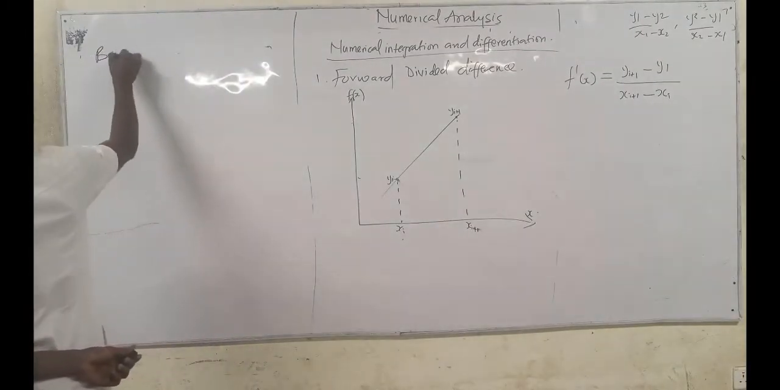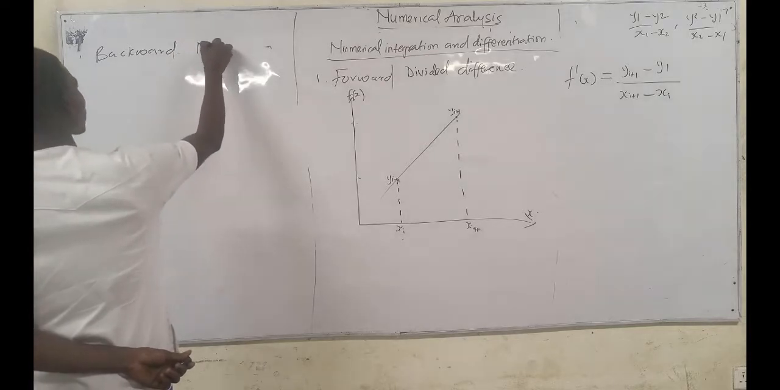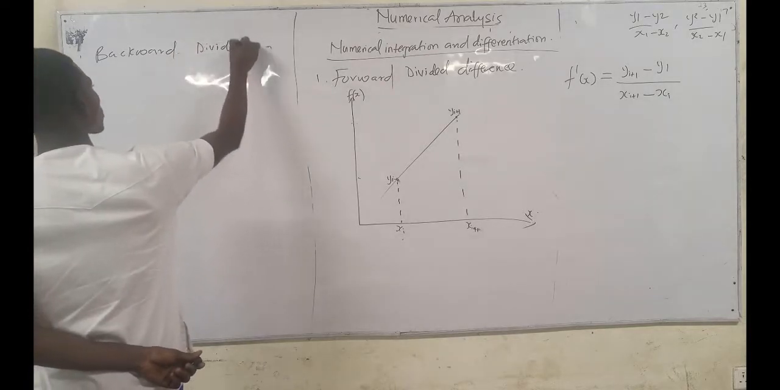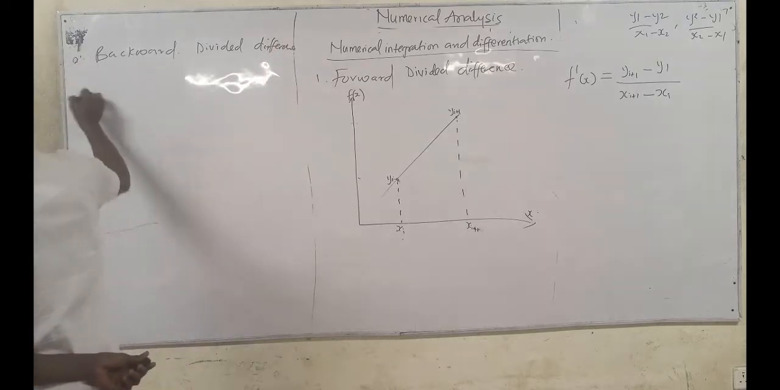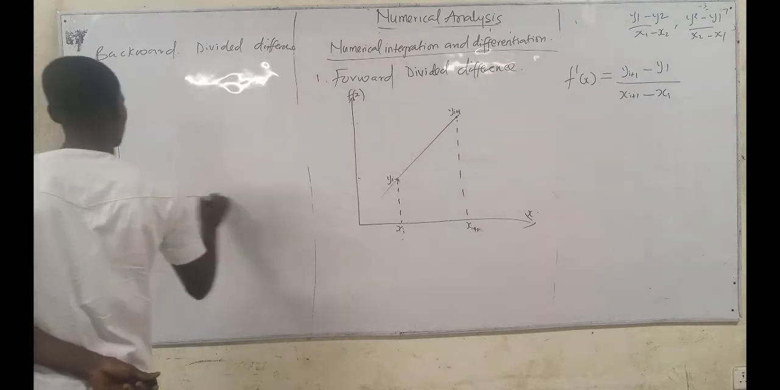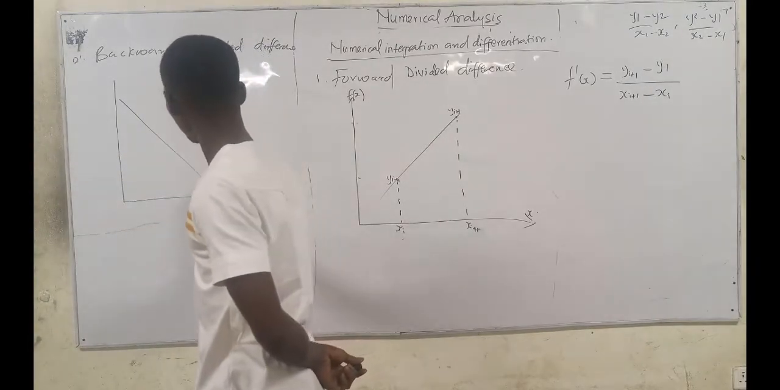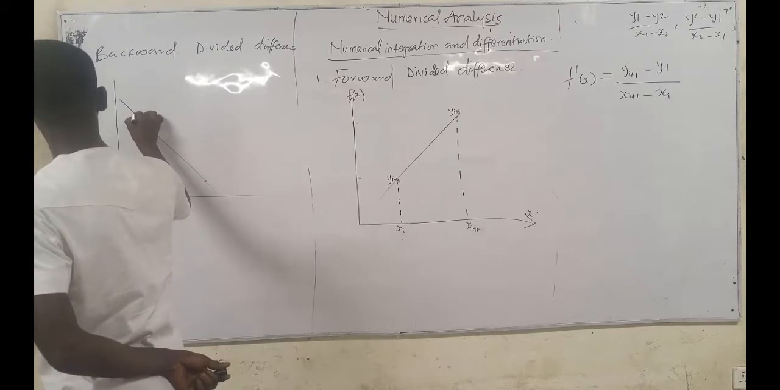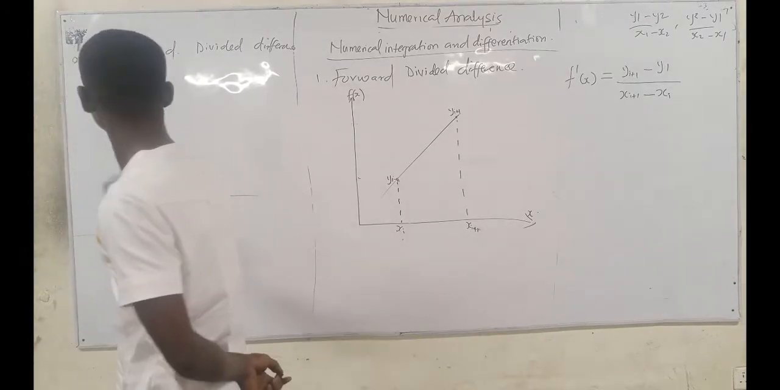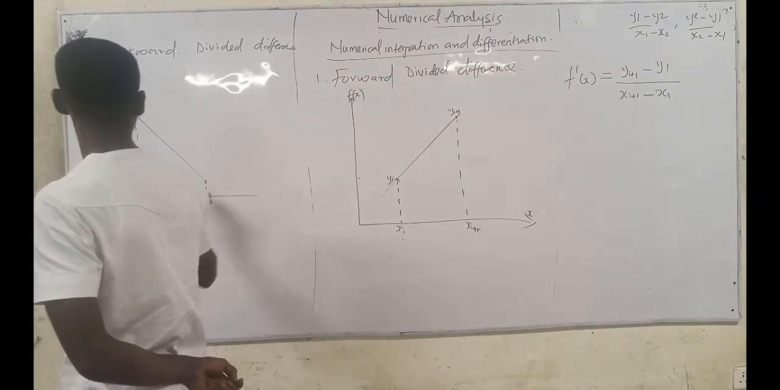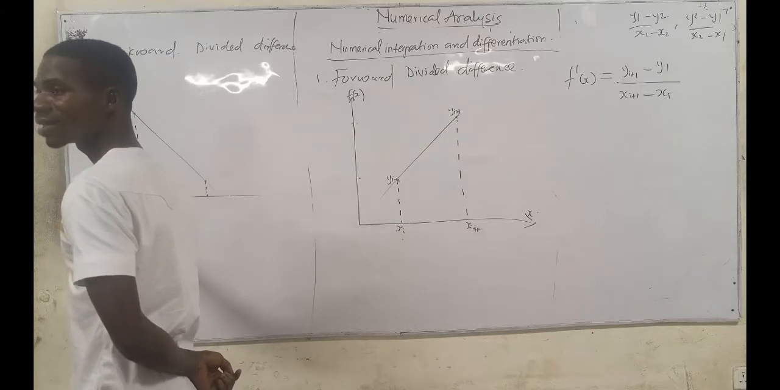The backwards divided difference. Number 2. That one too, if you have something like this and the line is like this, it's also in this form. We have here, we have there. So you see the first point here will be what?